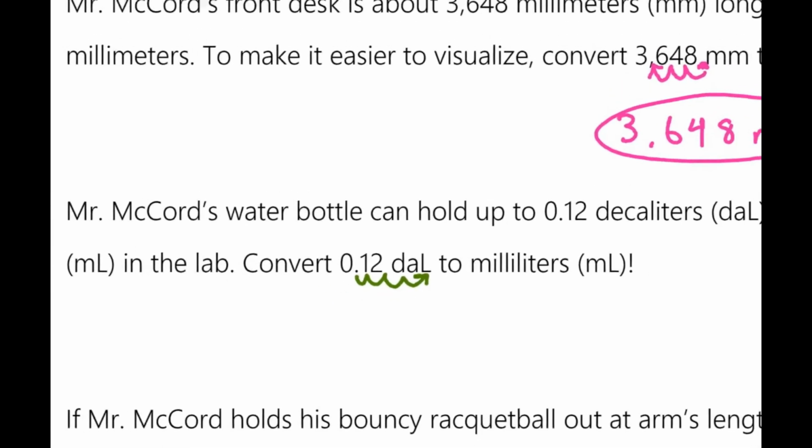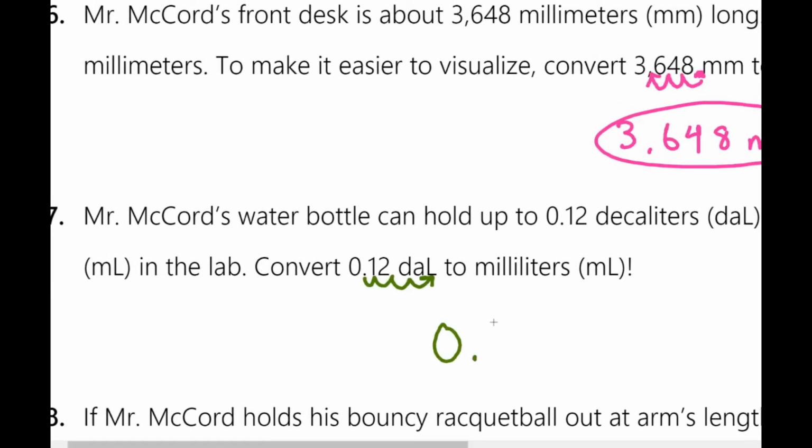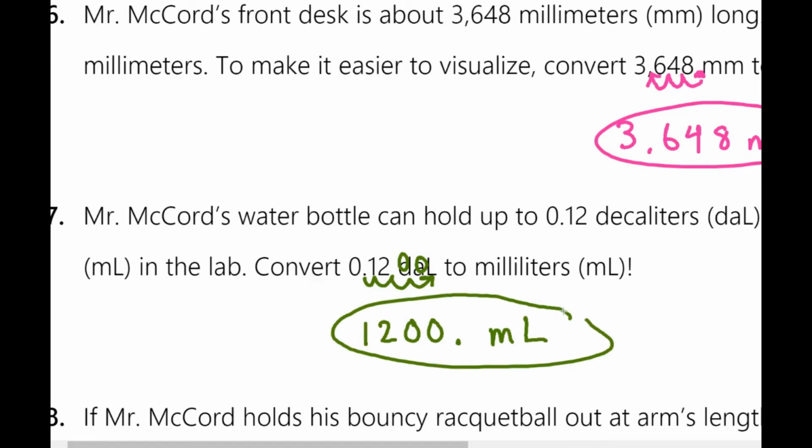So my answer is going to look something like this. 0. Oh, wait. Oops. Sorry. Let me back that up. It's going the wrong way. It's going to be all the way down here at the end. So I'm going to fill in zeros here and here. So it's going to be 1, 2, 0, 0, and then my decimal point, milliliters. Okay, so 1,200 milliliters is my answer. If you're moving past blank spots, just fill in zeros there.